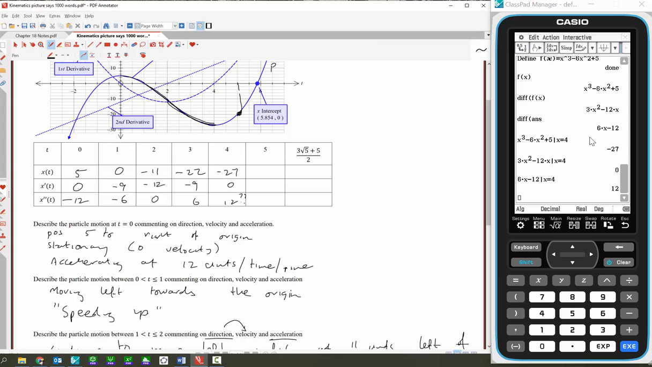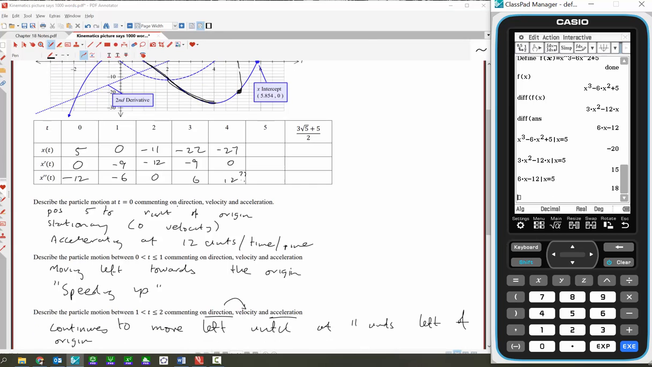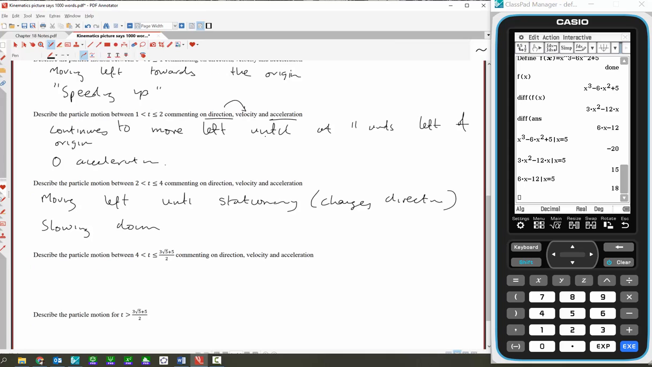Let's get the values for 5 and see what happens. 5, 5, 5. We can see that we've got -20, 15, and 18. So we know we're to the left of the origin. The positive velocity suggests we're to the left but moving right. Between here and the final value, we're going to say we move right.